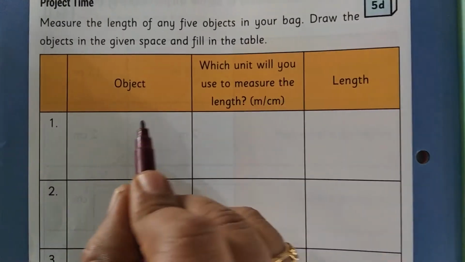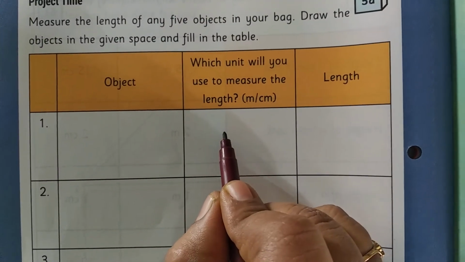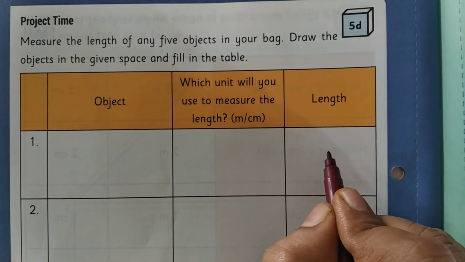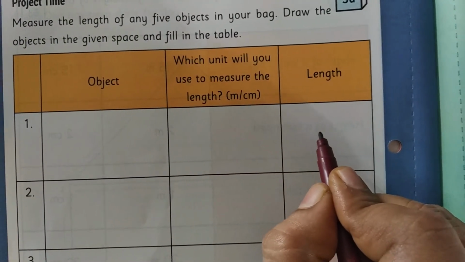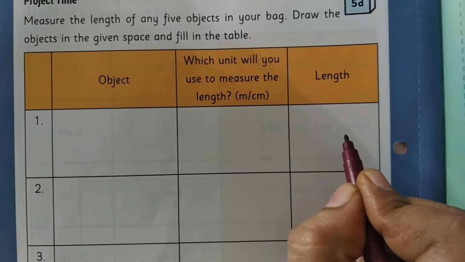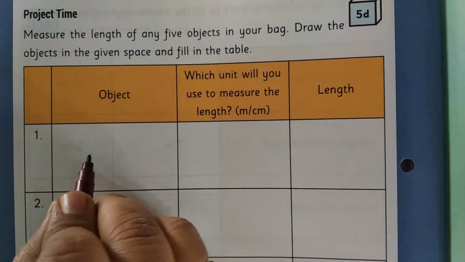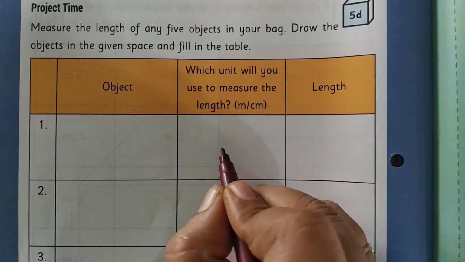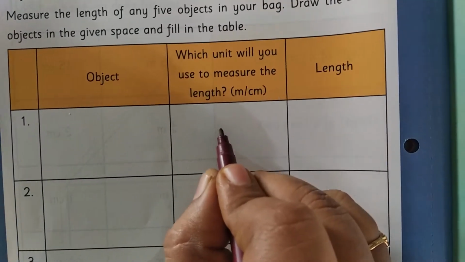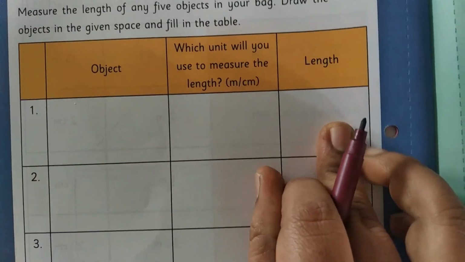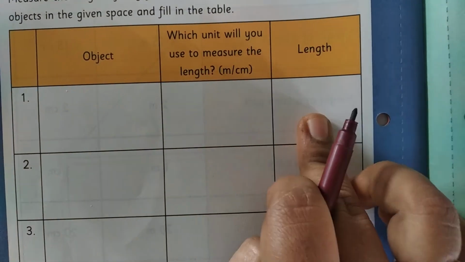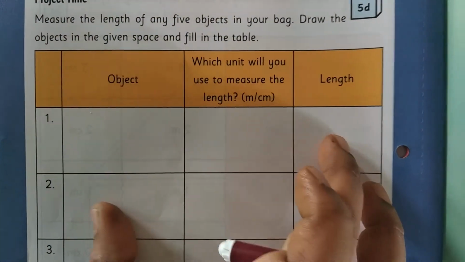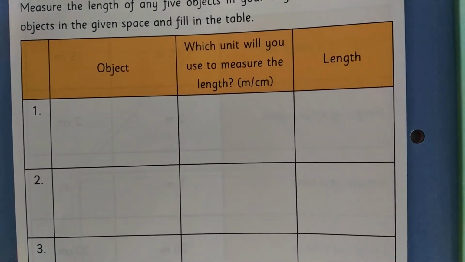If you are measuring an eraser, we will be using centimeter, so you want to write centimeter. And what is that measurement? Length. So the length of that eraser, you want to write it here. First write eraser, and since it is an eraser we will be using centimeter, using a ruler, so write cm here. And what is its length, what is its measurement? That you have to write in this third column. This also you want to complete and upload in the Kensil app.